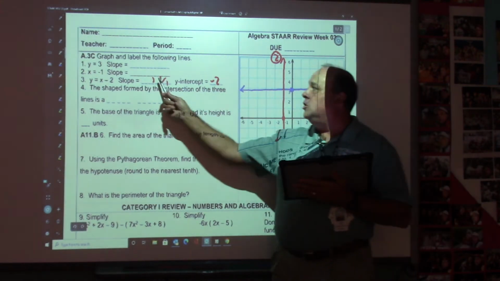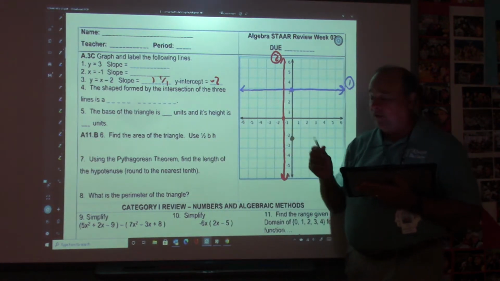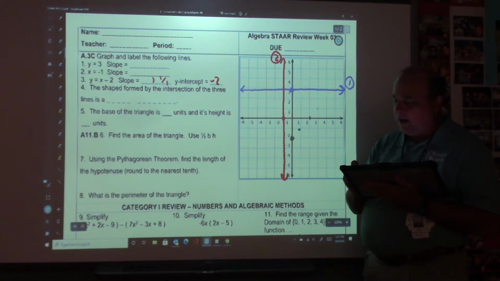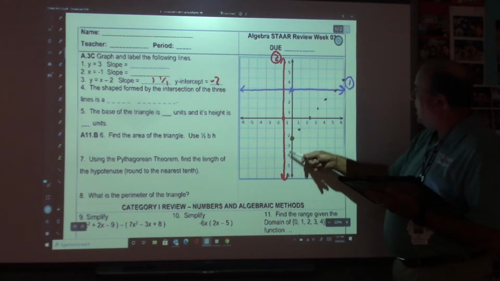And then my slope tells me to go up 1, right 1, up 1, right 1. I'm going to draw a lot of dots on this. So for this dot right here, I'm going to go up 1, right 1, and I'm going to keep drawing dots until I go off the grid. Okay, so I have all these dots.